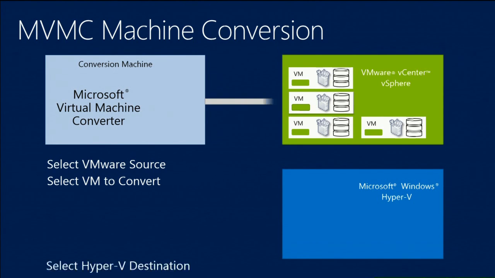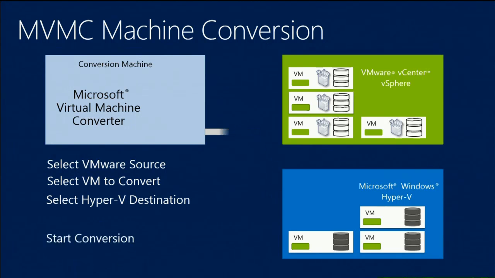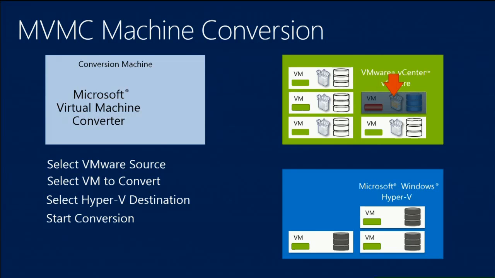So once I've selected the VM that I want to convert, I need to tell it where on Hyper-V this is going to land and the appropriate share. And then we're going to start the conversion. So the first thing that the conversion is going to do, as I said, is, well, actually, the very first thing it's going to do is take a snapshot, just in case.